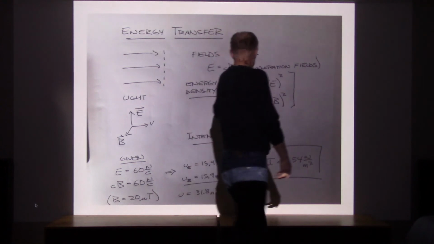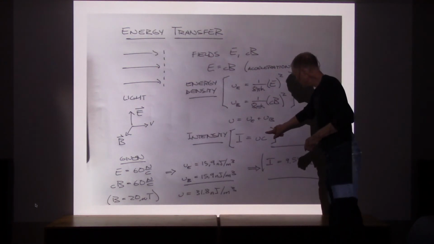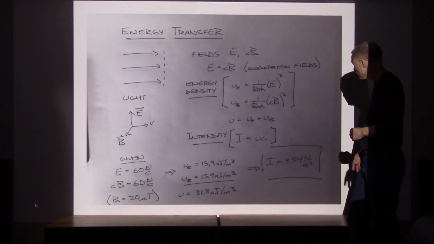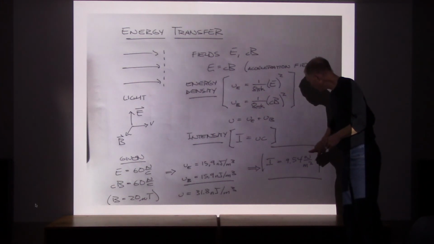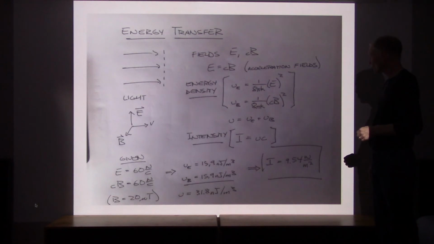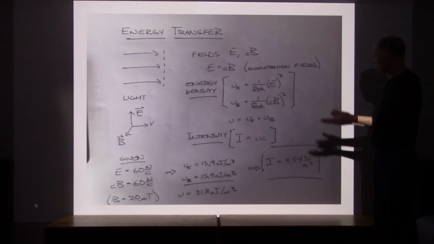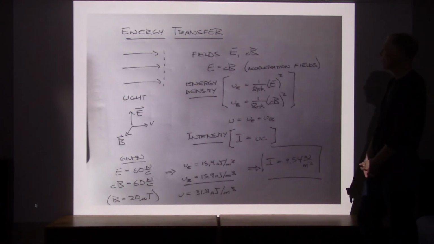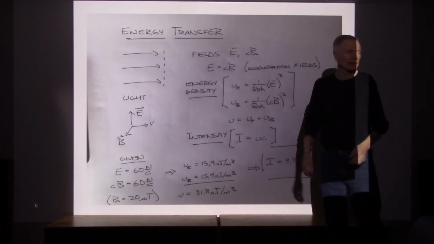And so the intensity is U times C. Again, just plugging in numbers, that gives me 9.54 watts per square meter. So not a hugely intense signal, but those are the numbers that we came up with for our energy transfer example.